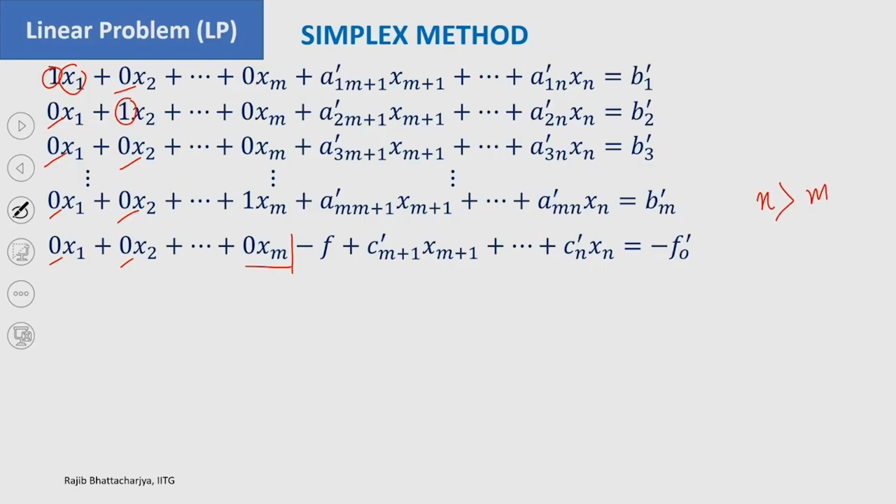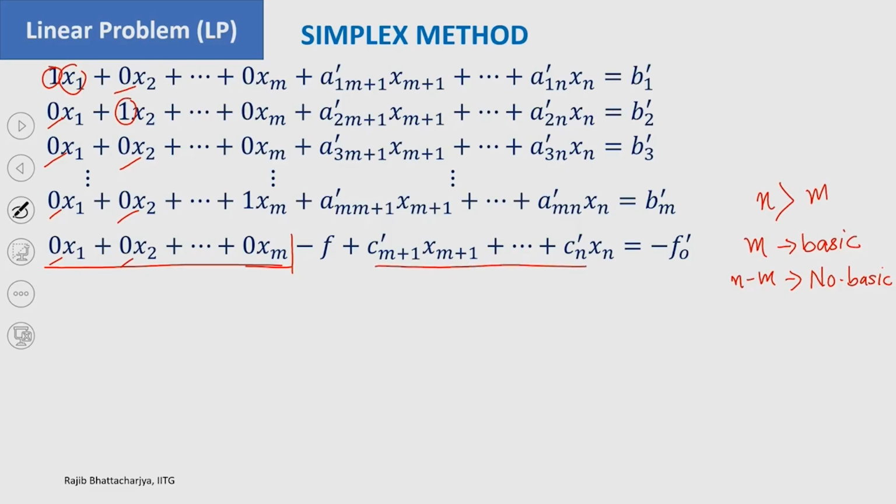So, what we are considering here is that up to xm are basic variables, that is, up to the number of equations. So, we have m basic variables, and n minus m non basic variables. Here, up to m these are basic variables, and from m plus 1 to n are non basic variables.